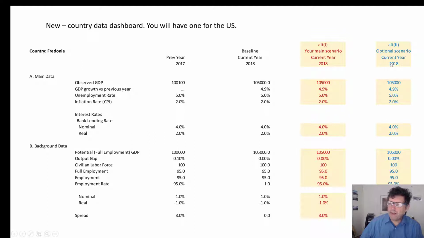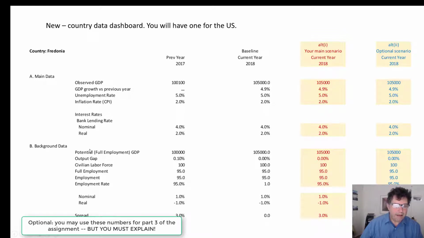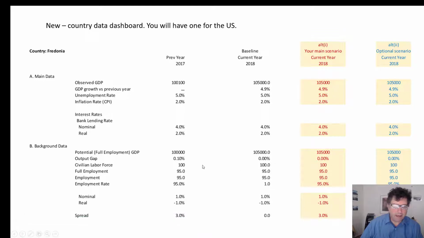But then there may be some uncertainty or some disagreement. You might want to put an optional, well, this may happen too, and we'll show you how we do that over here in this column. But the main data is the observed GDP, the GDP growth, unemployment rate, and the CPI, and the interest rates. We're going to be looking at the bank lending rate, and this is the equivalent of the prime lending rate in the United States, and you see we have some numbers here. But then there's some other interesting numbers. For example, the output gap, we've talked about that, the civilian labor force, full employment, the employment rate, which is just 1 minus the unemployment rate, and then here's the central bank interest rate right here.